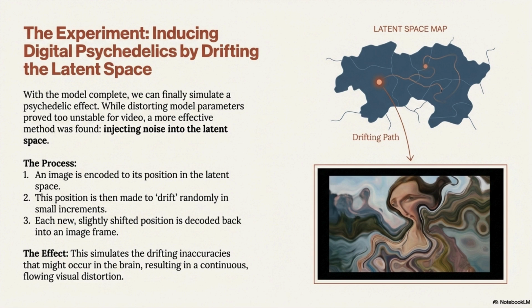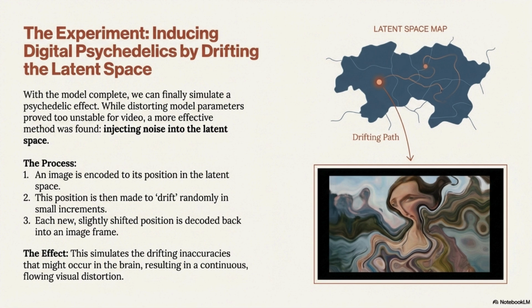Right. And the new model was way more robust. It produced some interesting distortions. But when they applied it to a video, it just flickered. It wasn't the right way to do it. Tweaking the architecture wasn't simulating that drifting inaccuracy of the brain. No. The method that actually worked was much more direct. Latent noise injection. They injected noise right into the conceptual core, into the latent space.